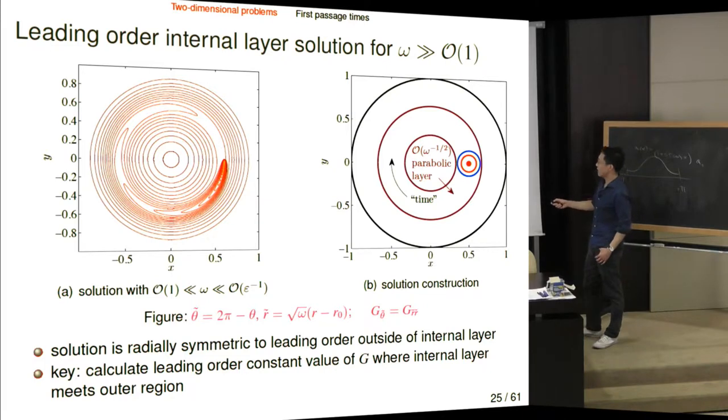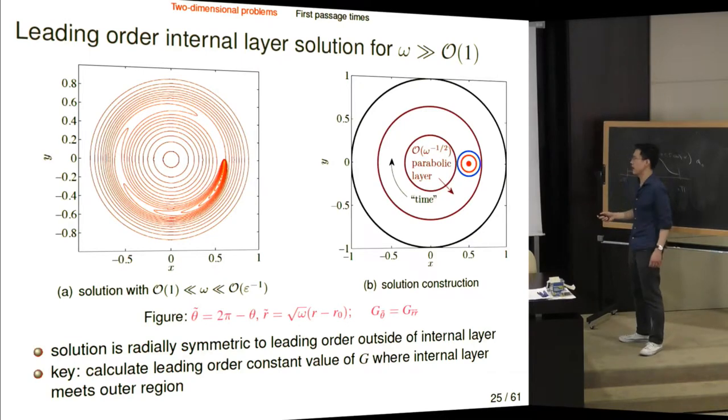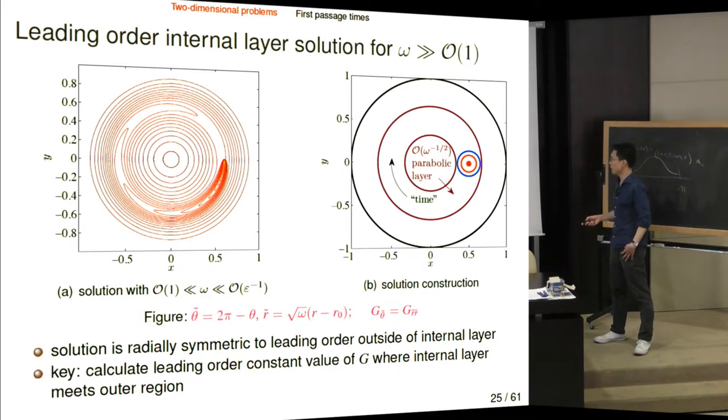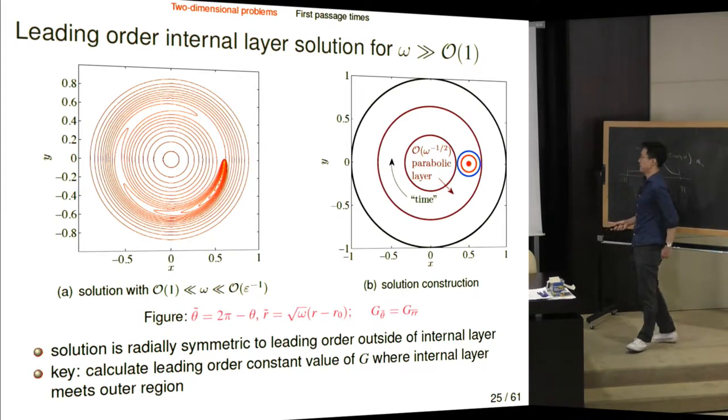This is the time it smooths this out in this direction here. This is only the leading order analysis. At the next order, you actually have to do the periodicity. I'm not going to do that. The key is that we're going to calculate the leading order behavior of G in the limit of large omega.